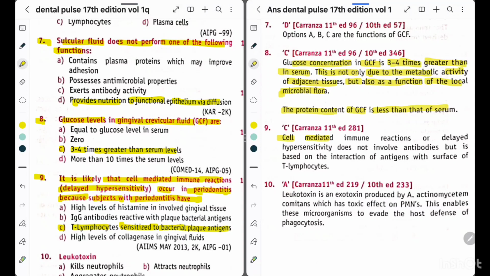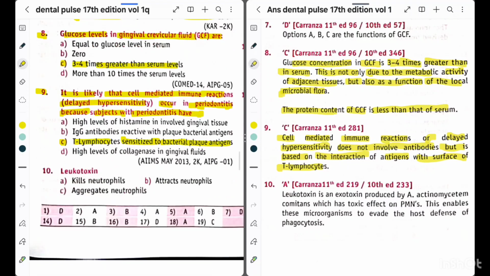Explanation: cell mediated immune reactions or delayed hypersensitivity does not involve antibodies but is based on the interaction of the antigens with the surface of T lymphocytes. Okay. Now question 10. Leukotoxin is.